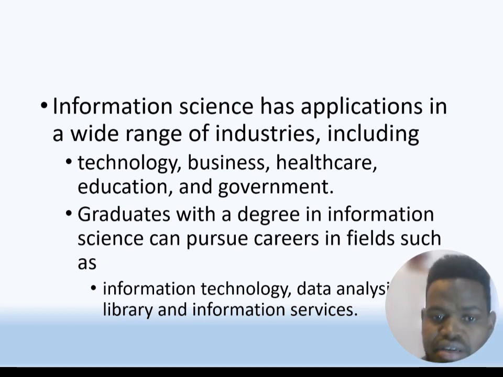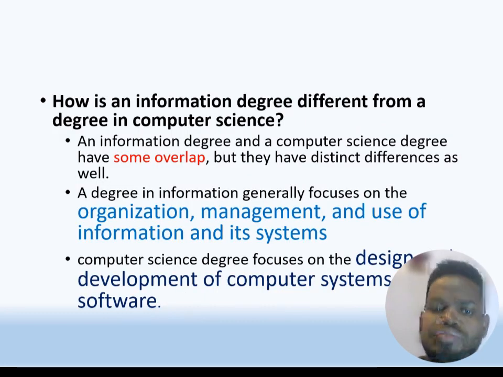It's very critical. The other one is that graduates with a degree in information science can pursue careers in different fields such as information technology, data analysis, library and information services, different areas. Maybe they can work and then they can produce or support their business area.